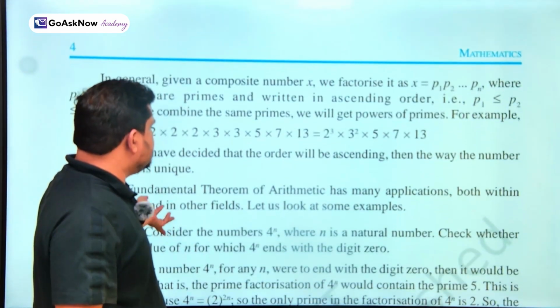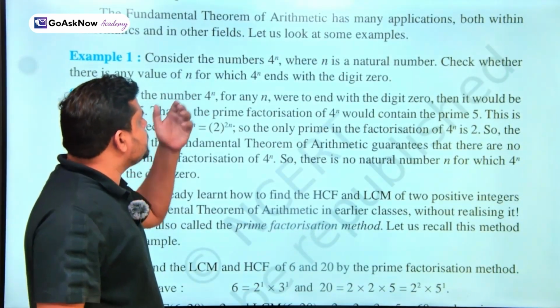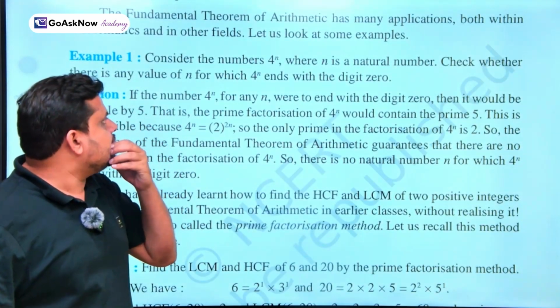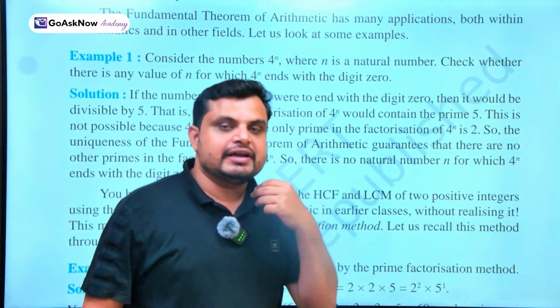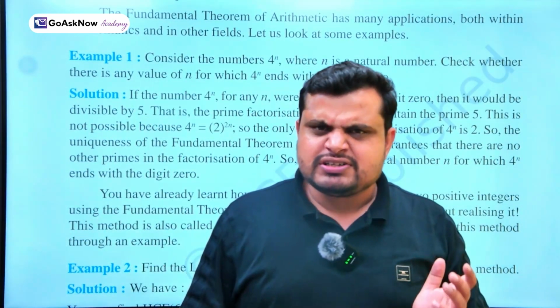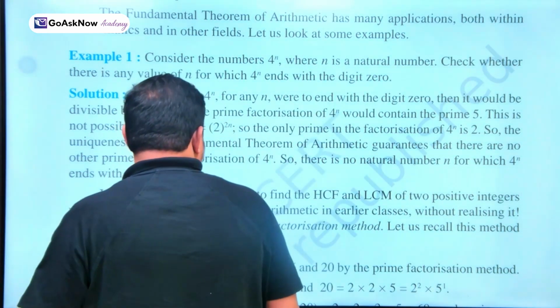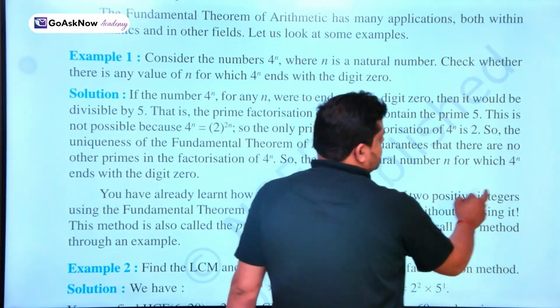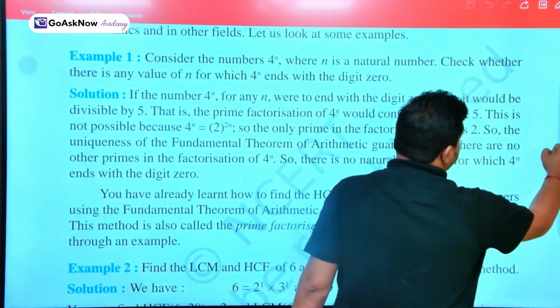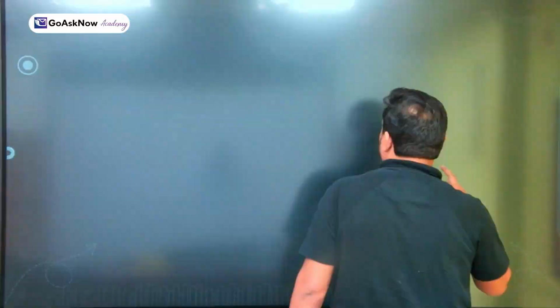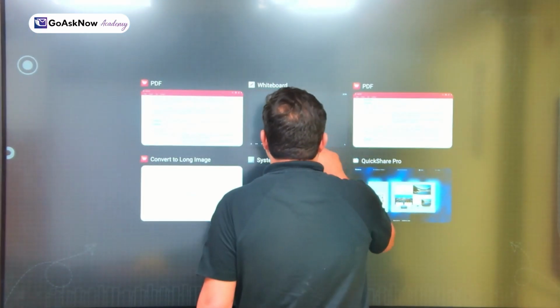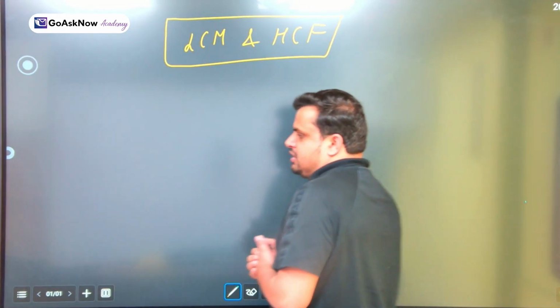So today, let's discuss this very good question that 4 to the power n can never end with 0. Okay, these things we have discussed in the last class. So today, we are going to discuss the LCM and HCF of numbers using the prime factorization method.